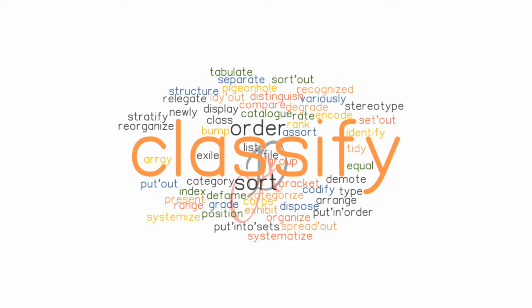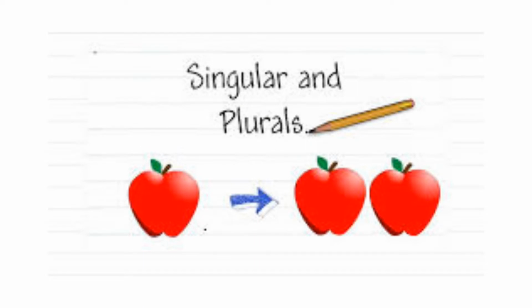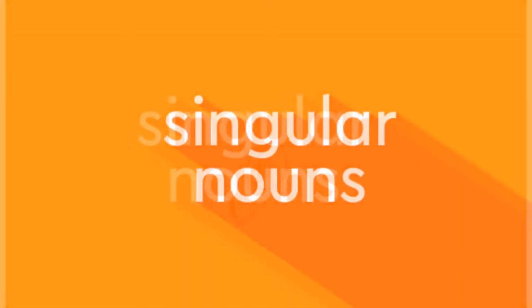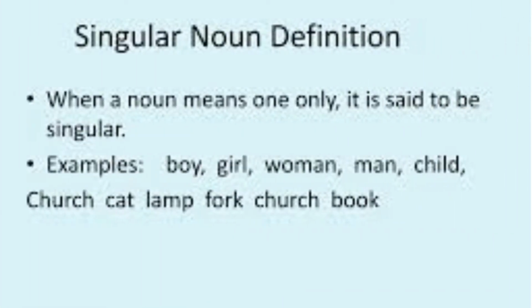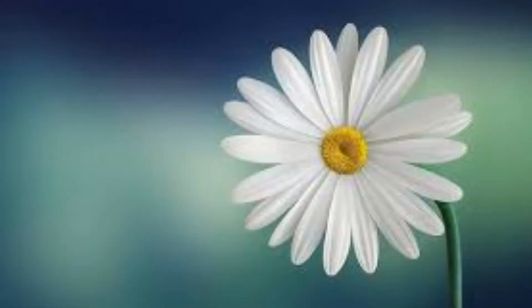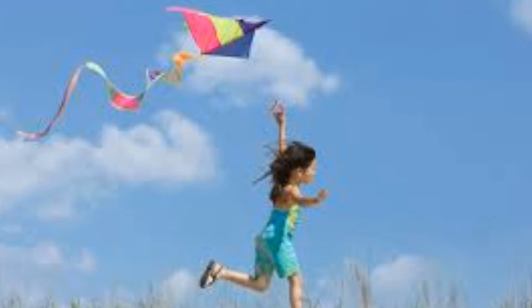There are different ways to classify nouns, and one of them is numbers. So, based on numbers, we classify nouns as singular and plural. Then, what is a singular noun? A noun is singular if it refers to one person or thing. Example: flower, pen, tree, kite, girl.